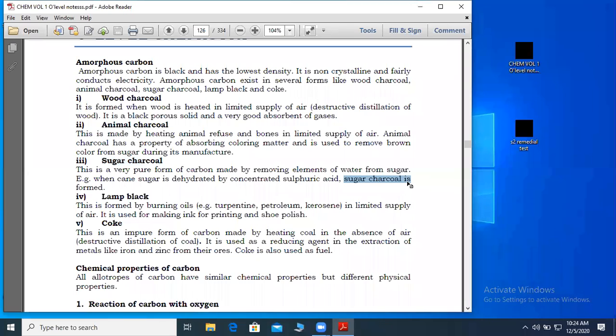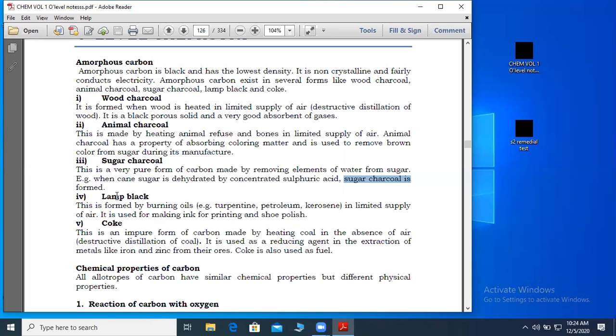And that black substance formed is sugar charcoal. So this sugar charcoal can also be used as fuel. So sugar charcoal is obtained when the white sugar is dehydrated, and to dehydrate means to remove water, is dehydrated by concentrated sulfuric acid.